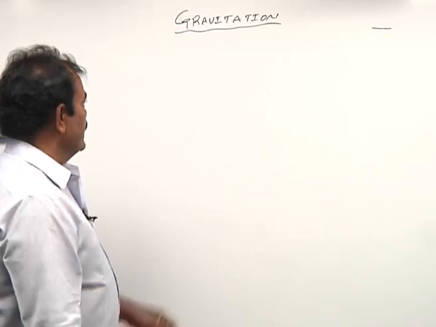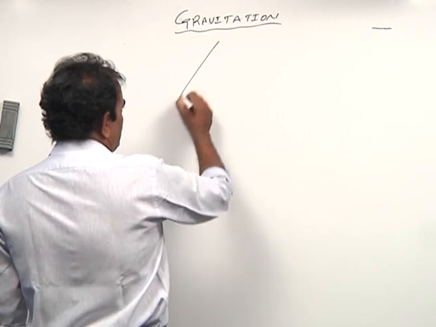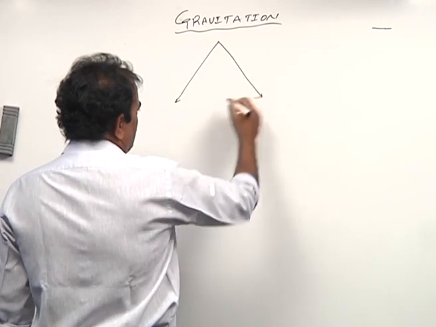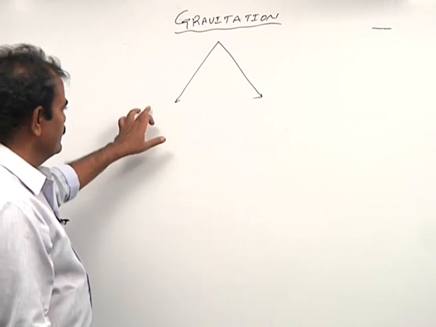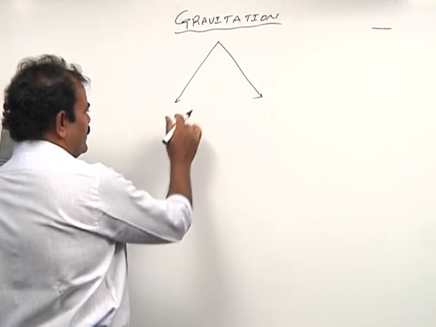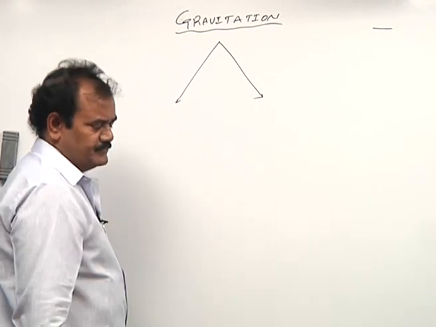Here, today's topic is gravitation. Mainly, gravitation has two parts. The first one is the inverse square law of gravitation and variations of small g. This comes under one phase.